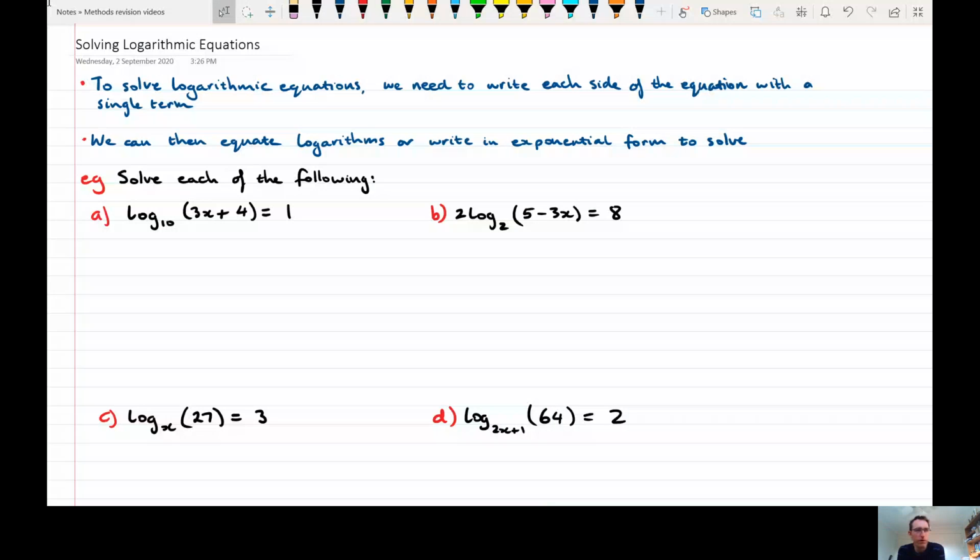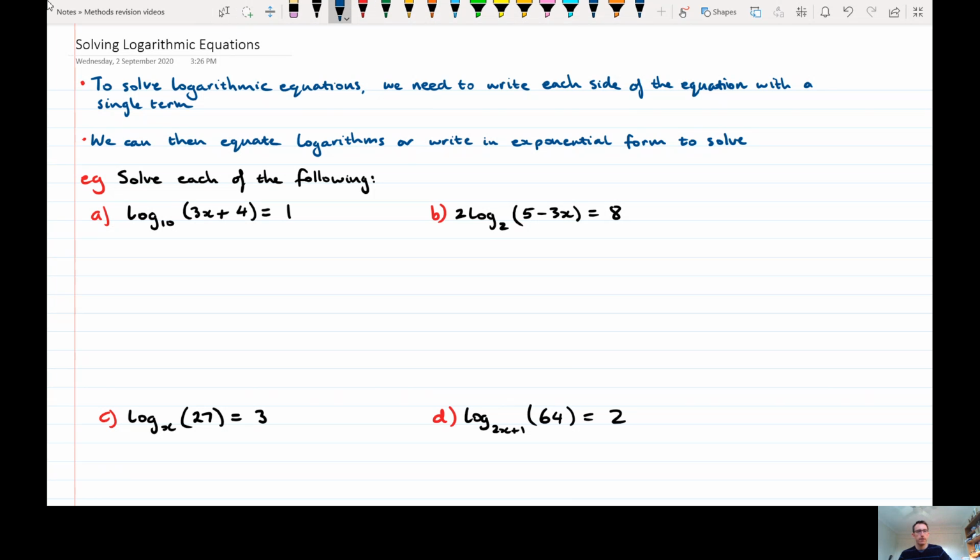All right, so in this particular video, we're going to look at how to solve logarithmic equations. To solve them, essentially what we want to do is write both sides of the equation with a single term. Once you've done that, you can do one of two things. You can either equate logarithms to each other, the bits inside, that assumes they have the same base, or you can use the exponential form to solve. We're going to do both methods at some stage here, so you'll see how we go about this.